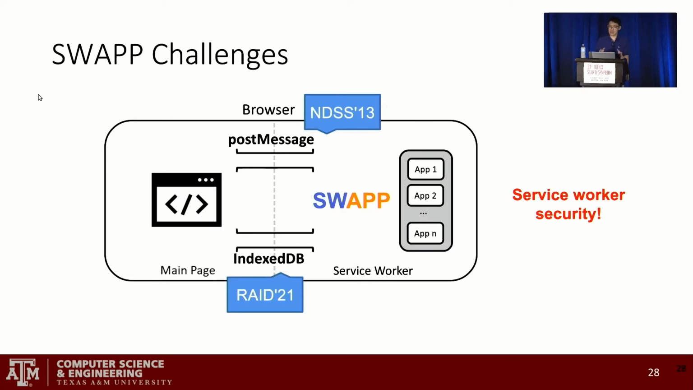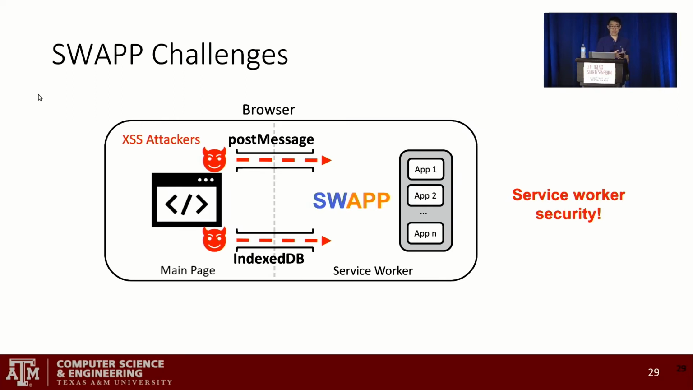However, implementing SWAPP inside service worker is by no means simple. So we have to address multiple challenges, and one of the challenges is that the service worker could be compromised. And as we have seen in previous work, even though the web page and the service worker run in two different contexts and there's no direct access, there are multiple indirect channels that an attacker can utilize to compromise the service worker, which could also compromise SWAPP.